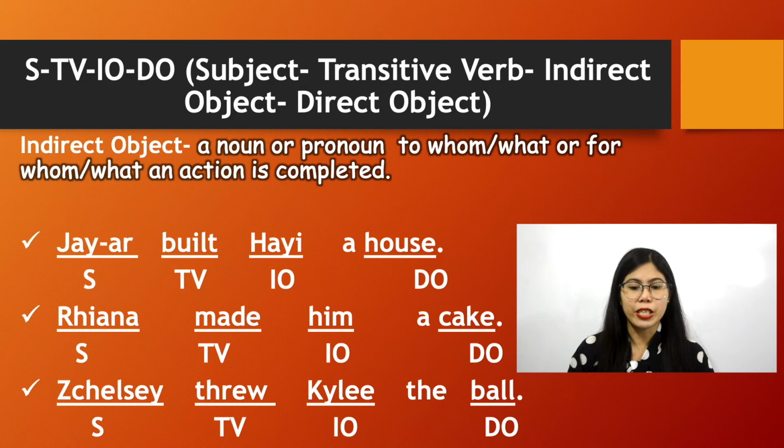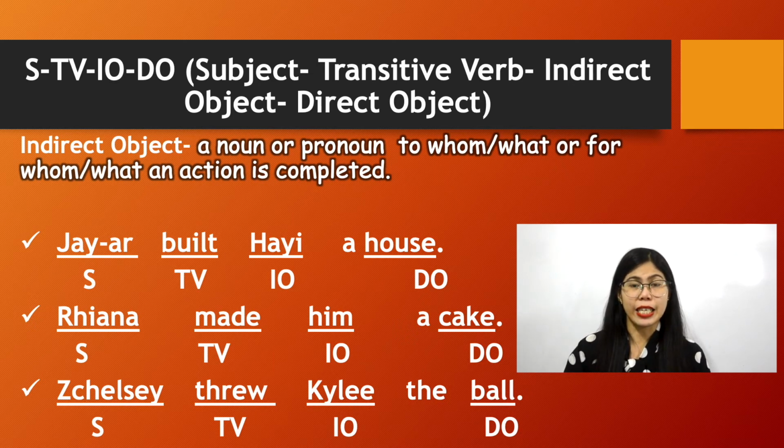Next sentence pattern is the STVIODO, which stands for subject, transitive verb, indirect object, direct object. Now, what is an indirect object? When we say indirect object, it is a noun or pronoun to whom or what or for whom or what an action is completed. To clearly understand this, let's have examples.